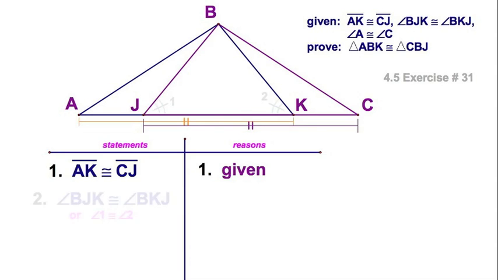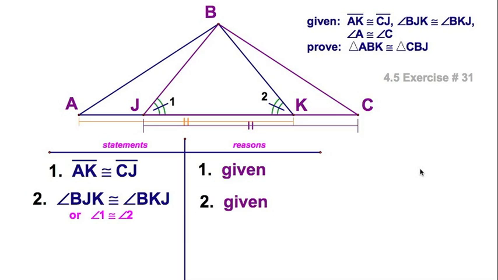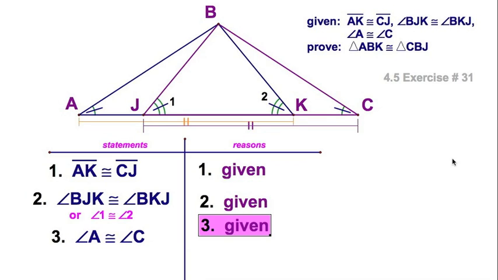Mark it up. You're given that these two angles are congruent. Go ahead and renumber them. I'm going to say they're 1 and 2. And of course, that was given as well. We need another statement. And there we go. We've got the angles there. And we'll say that that is given as well.